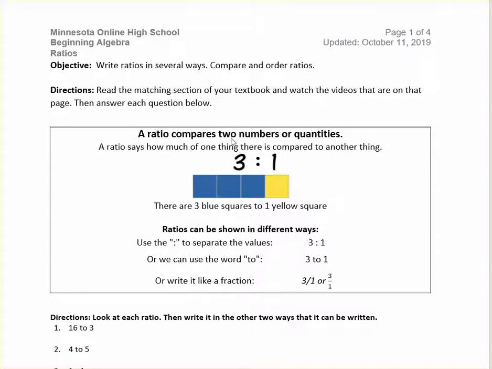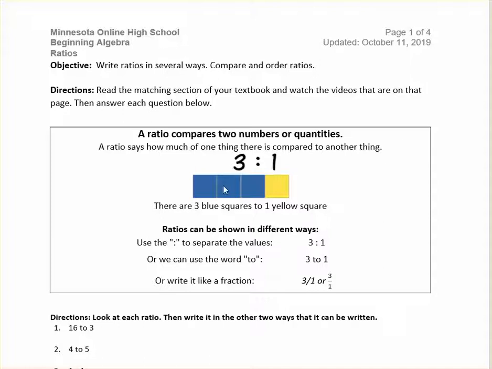We are going to start a new unit today, and we're going to start by talking about ratios. So we'll write ratios in several ways, and we will compare ratios and order ratios. So what is a ratio? A ratio just compares two numbers or quantities. It says how much of one thing there is compared to how much there is of another thing.